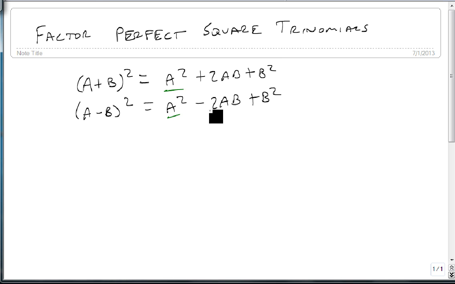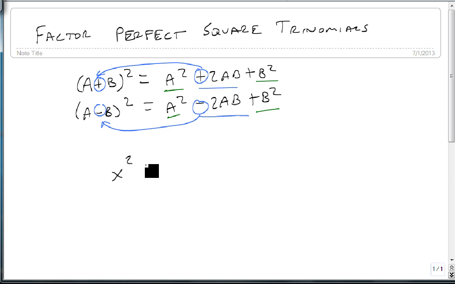Because perfect squares are easy to recognize, we're going to start with the outsides, figure out what a and b are, and then make sure that the insides match, and then we just copy our middle sign over to be the piece in between. So let's start with x squared minus 12x plus 36.